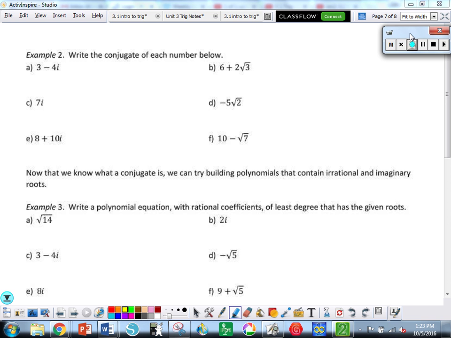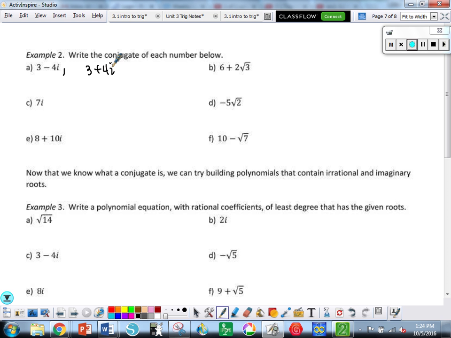Okay, looking at this, write the conjugate of each number below. So on part A, if 3 minus 4i is one solution, the other one would be 3 plus 4i. Ta-da! You did it. Whoa, that was so fast.